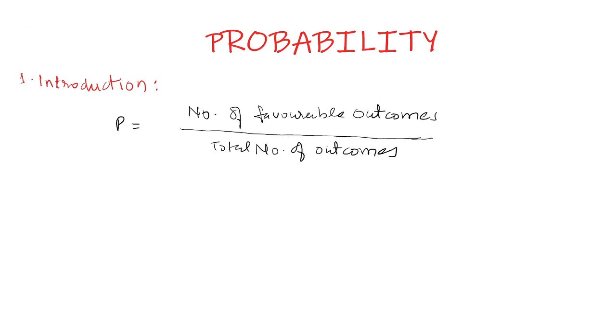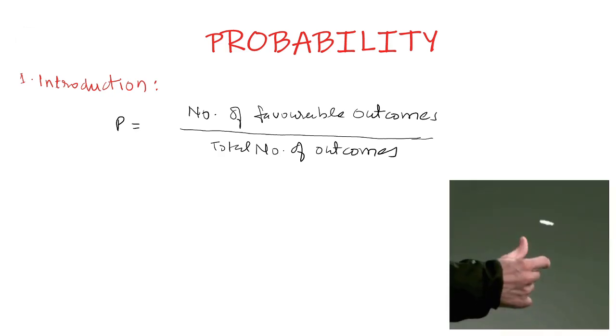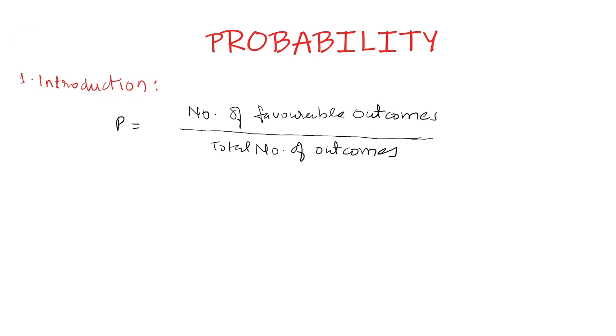Say we have thrown a coin for tossing it, then the outcomes are head denoted by H and tail denoted by T. The total number of outcomes are 2, a head and a tail, and the probability for H is 1 upon 2, and the probability for tail is also 1 upon 2, because head and tail are equally likely outcomes.